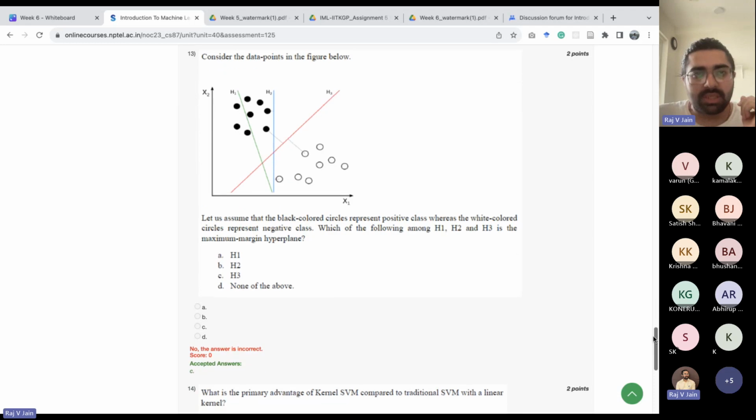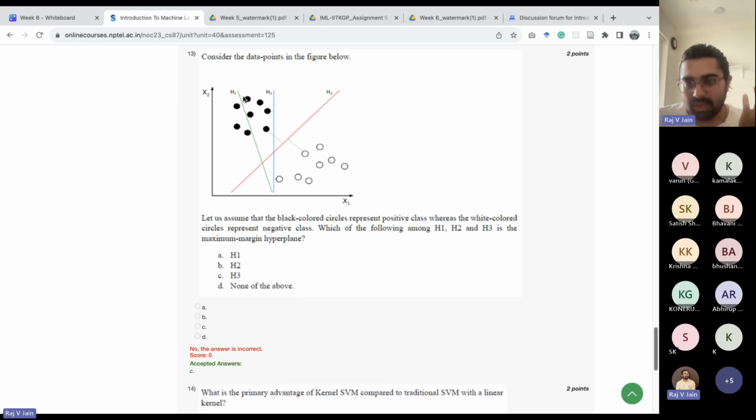Then question number 13. Consider data points in the figure below. Again, the idea is we have three boundaries being drawn here: one is green, blue, and red. The question is which one could represent the maximum margin classifier.